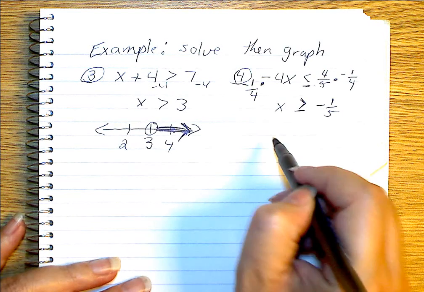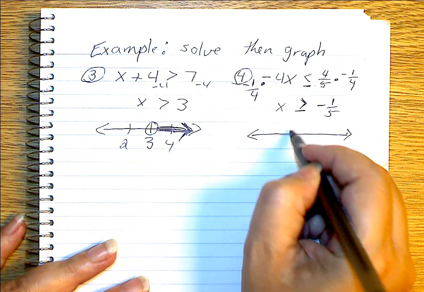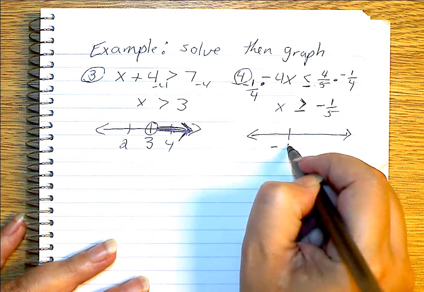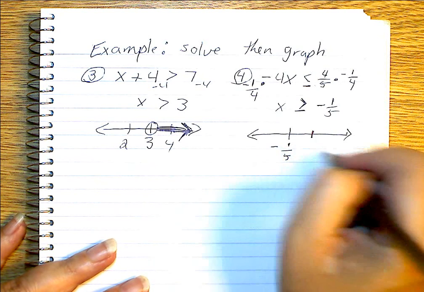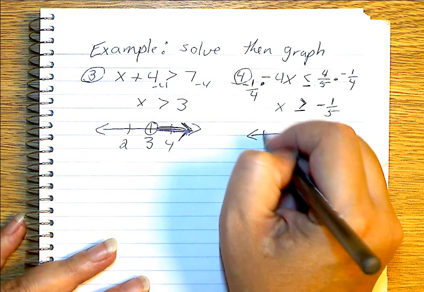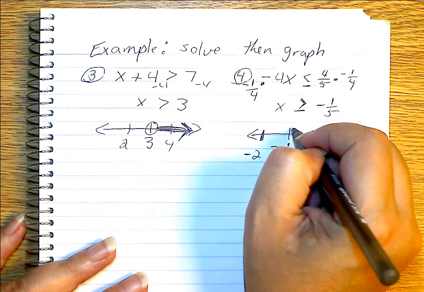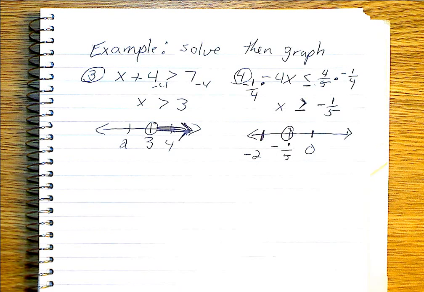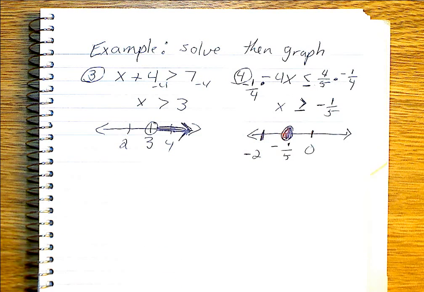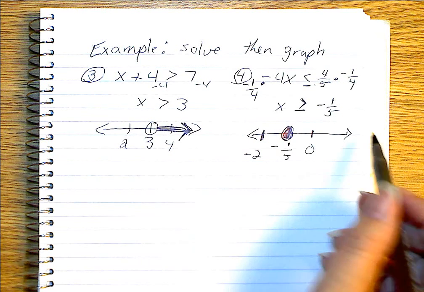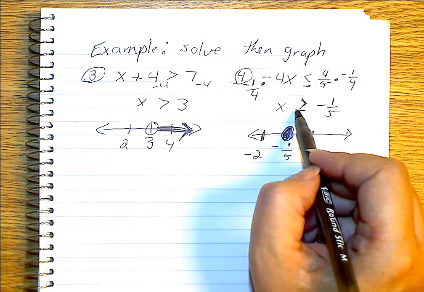So on your number line, you have negative 1/5 here. A number to the right would be your 0. A number over here would be like negative 2. Is it open or closed? Closed. And am I shading to the right or to the left? We're saying that x is greater than, so you are shading to the right.